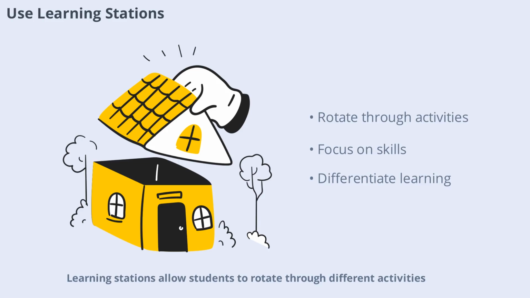Learning stations allow students to rotate through different activities, each focusing on a specific skill or concept. This approach keeps students engaged and allows for differentiation. Stations can include hands-on experiments, reading, discussion, or creative tasks.